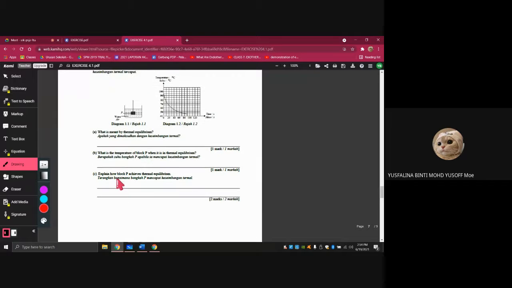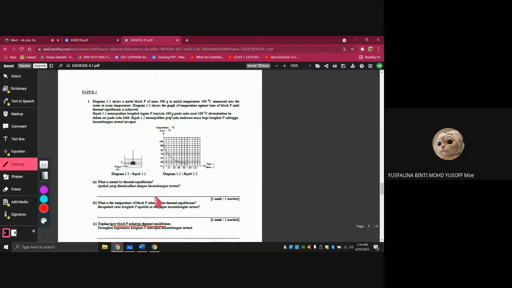For C, explain how block P achieves thermal equilibrium. To explain this, you need to tell which object the heat transfers from and to. It says they put the metal block of mass 300 gram, initial temperature 100 degrees Celsius, into the water at room temperature. So the heat transfers from the metal block to the water at room temperature.